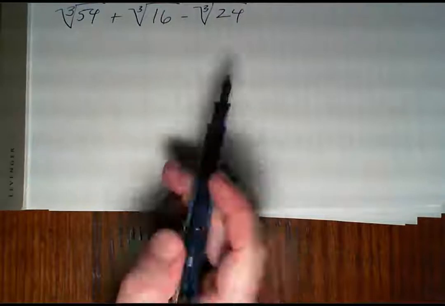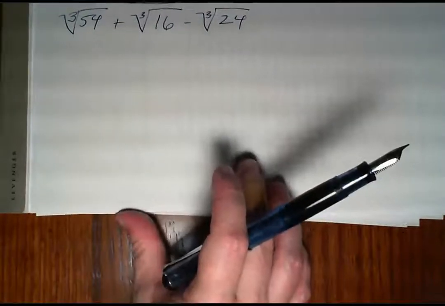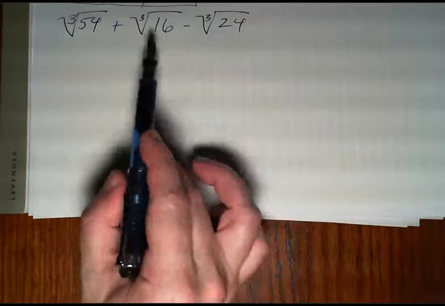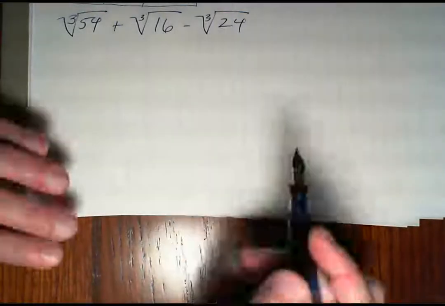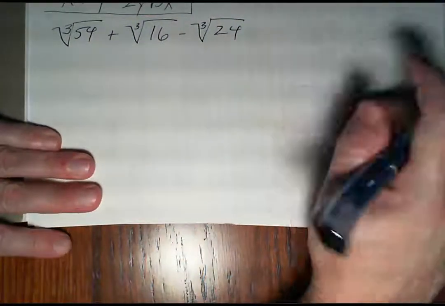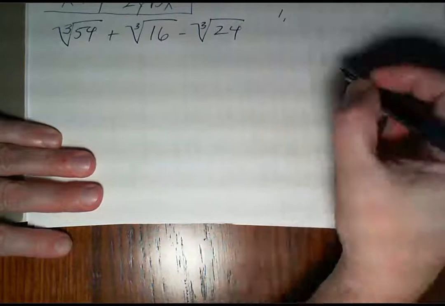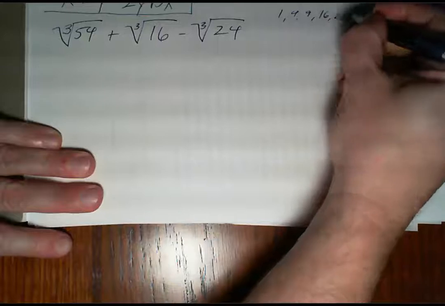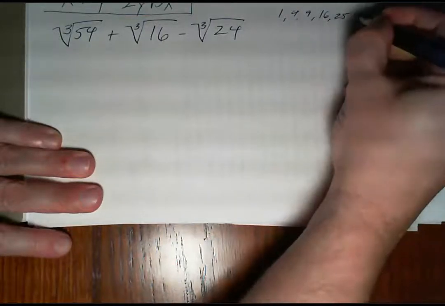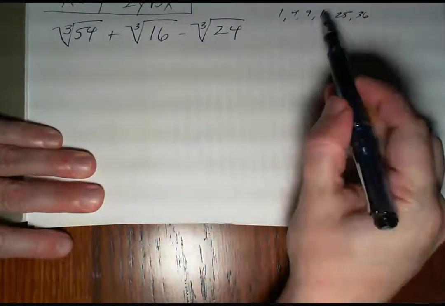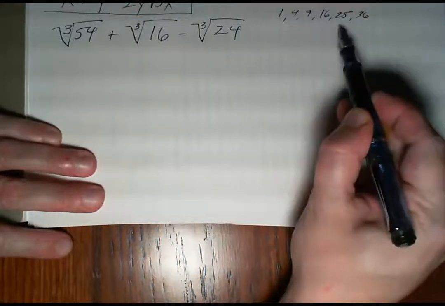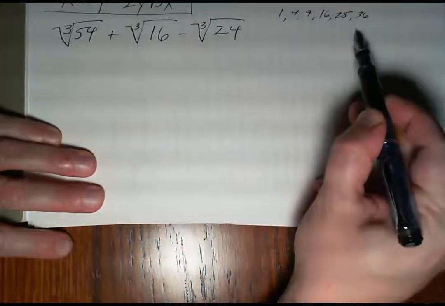Now, when I look at this particular problem, I'm going to do the same thing that I did with my square roots. I'm going to think of perfect cubes. So when we think of perfect squares, we think, okay, well, 1 squared is 1, 2 squared is 4, 3 squared is 9. You know, just going up, 16, 25, 36. Those are my perfect squares. So when I think of dealing with square roots, I'm looking for any of these values that might be factors.